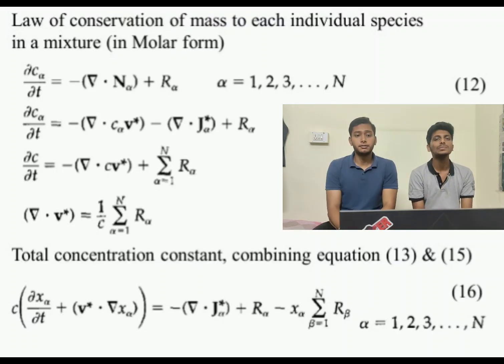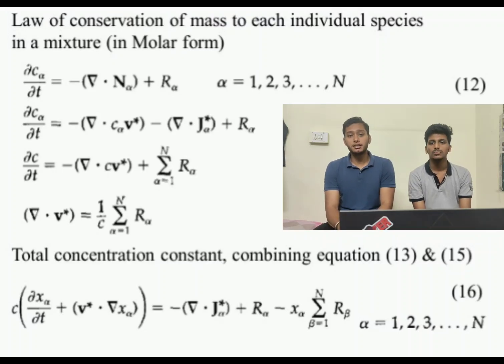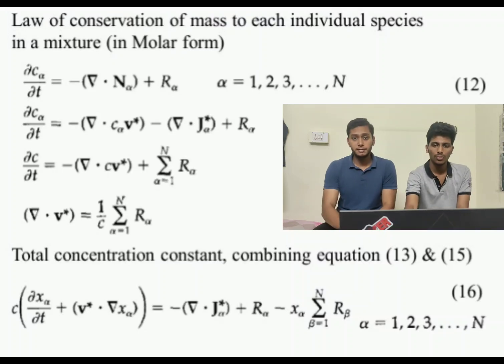Next, the correction term, which is minus x alpha into summation of R beta from beta equal to 1 to n. This is the sneaky important term. Even if a species isn't reacting, its mole fraction changes when the total number of moles changes due to other species' reactions. For example, if hydrogen and oxygen react to form water, the total number of moles drops and all of the mole fractions shift, even for inert species.